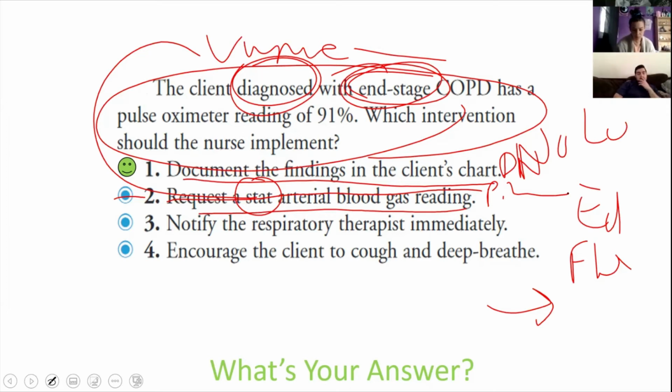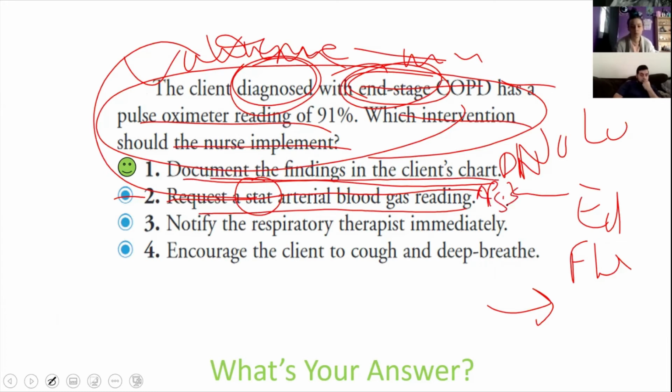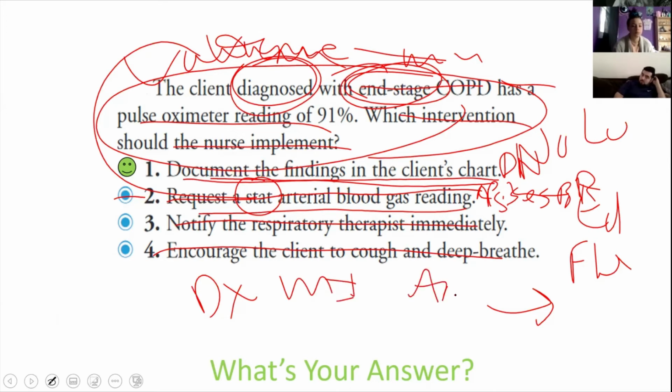So, same question. Patient's diagnosed with a myocardial infarction and shows VTAC on the monitor. Which intervention should the nurse implement? All right, document findings. Assess blood pressure. Notify doctor. Defibrillate patient. Okay, so here's the data. Here's the setup. Diagnosis, MI, VTAC. What are you going to do? Same sort of thing. Okay, so diagnosed with end stage COPD.